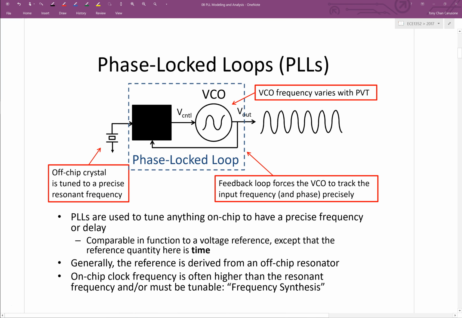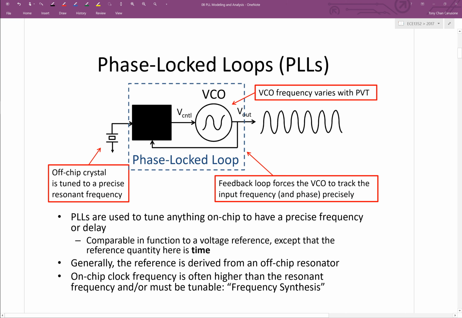So here's a cartoon picture of the PLL just to explain what it functionally does. Basically, we talked about this before, but PLLs are used to tune anything on a chip to have a precise frequency or delay. Some type of loop is required to do that because anything on the chip that has to do with frequency or delay is going to vary with process, voltage, temperature. There's no equivalent of a band gap reference for those quantities on a piece of silicon. So the role of the PLL is kind of to do the same job as the voltage reference does, but for units of time rather than voltage.